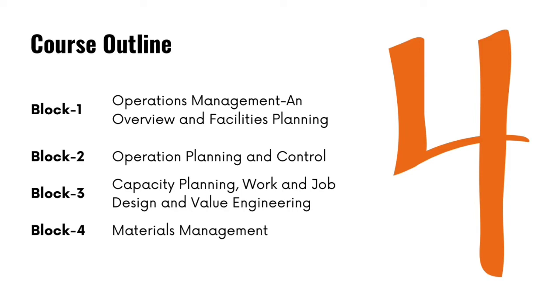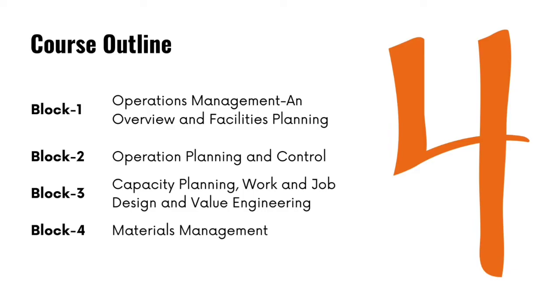Then we will talk about how we can plan for capacity. Every factory, every business will have a certain capacity. How can we plan the utilization of our capacity, and how can we plan for its improvement, both expansion and contraction, so that we get the most out of our facility, our materials and machines? And how can we design the job as well as the work, what is value engineering and quality assurance, that is QA. All those things we will talk about in block 3.